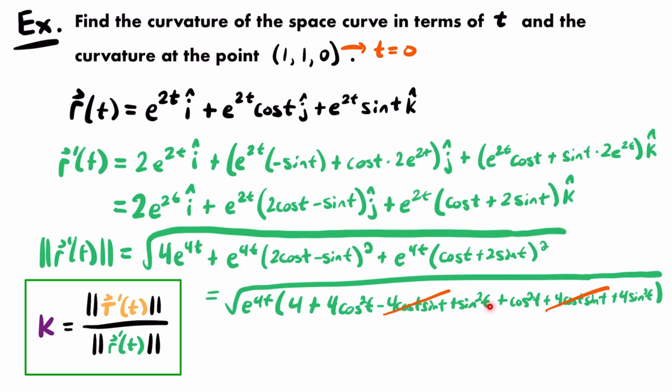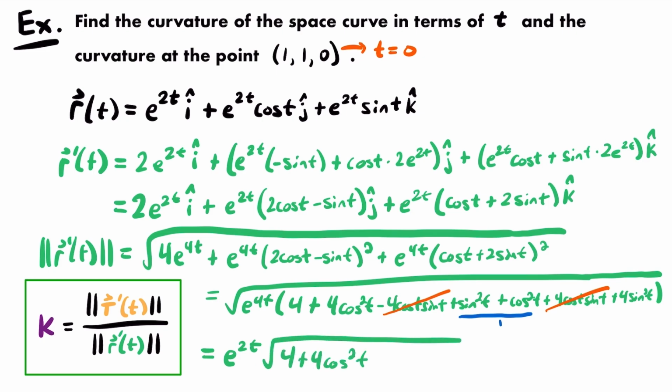Also, we have sine squared t plus cosine squared t. Those two terms will combine to be 1 using the Pythagorean identity for sine and cosine. So if we simplify here, this is equal to e to the power of 2t, right? We're just taking the square root of both parts here. The square root of e to the power of 4t is e to the power of 2t, and then that is multiplied by the square root of 4 plus 4 cosine squared t plus 1 plus 4 sine squared t.